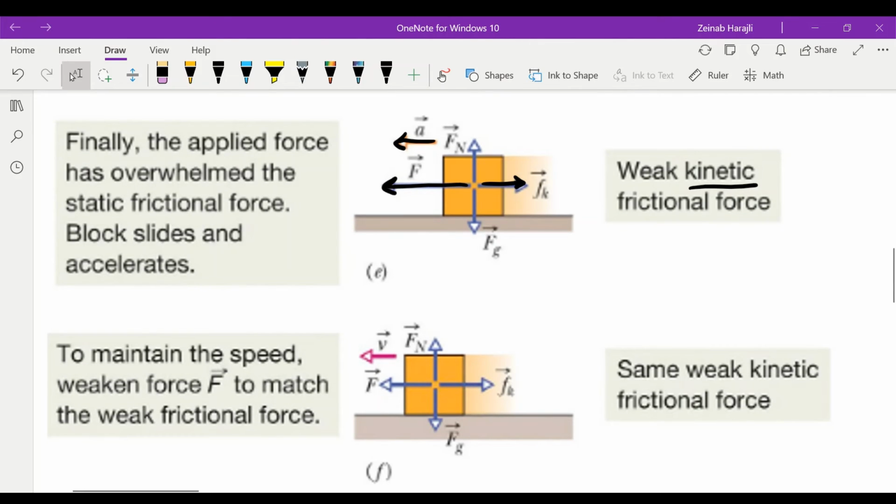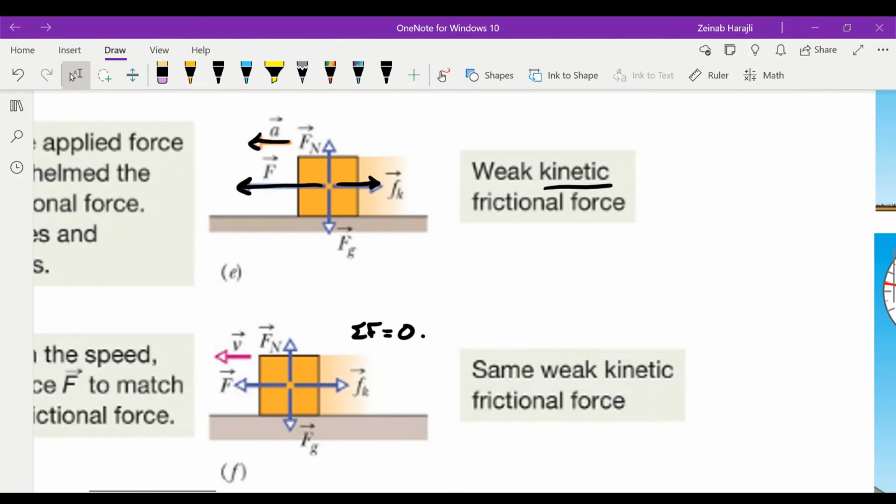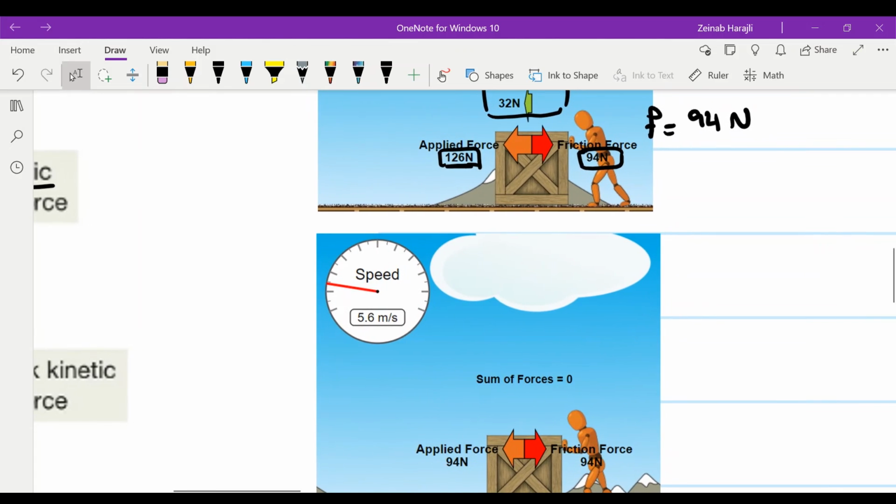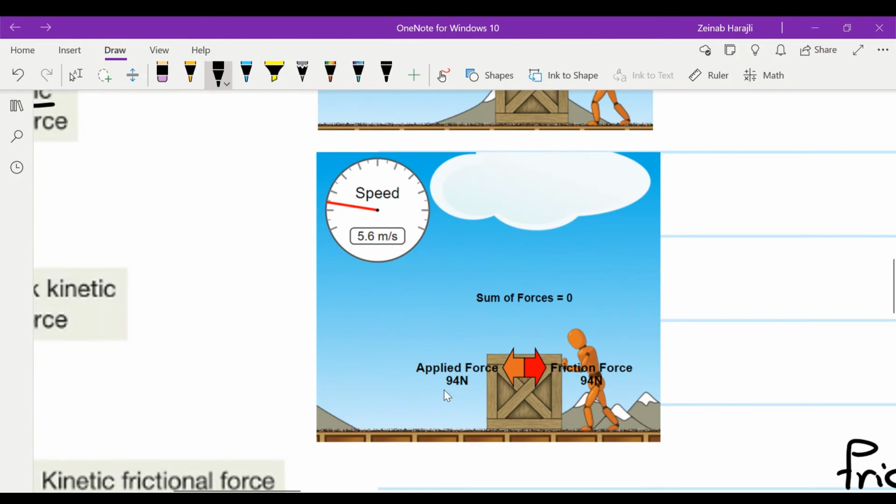One thing we can do is that we can reduce this applied force again so that it's exactly equal to the kinetic friction. And then the net force will be zero again, and the crate will keep moving but at a constant speed now. So this is the situation here. We decrease the applied force to be equal to the kinetic friction, which is 94 newtons, and then the sum of forces is now zero. The forces balance each other. The crate remains in motion by Newton's first law, but now the motion is at a constant speed.